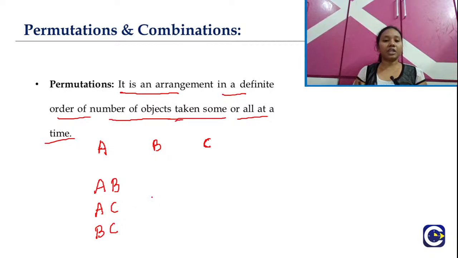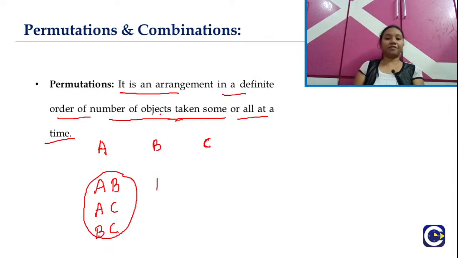right? If we see the other thing, that is BA, that will be the same thing, right? So how many matches can we see here? AB, AC and BC. Similarly, if we are checking for the order here, it's a definite order of objects, so order will be important. So BA, the reverse, will also be considered here. So likewise, how many arrangements can we see here?